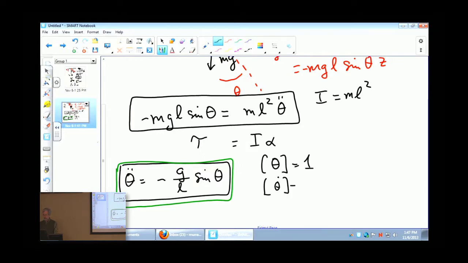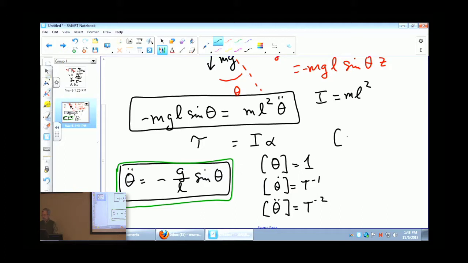Theta dot is inverse time. Dimensionality of theta double dot is t to the minus 2. Every time you take a derivative with respect to something, then you get that something in the denominator. It's a fraction, right? Change in something over change in something. So it's just a fraction. And the angle is dimensionless.